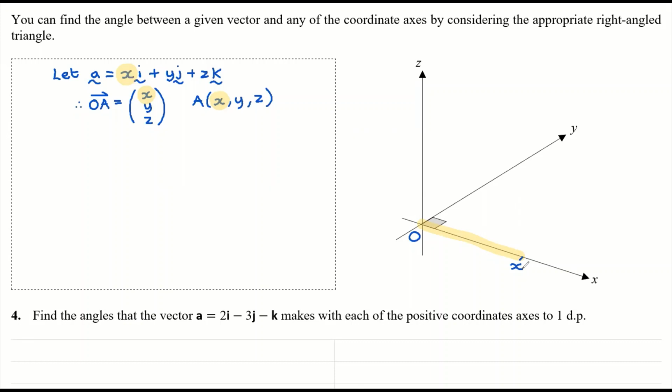Now I'm going to travel in the y direction. So if you notice, we've got positive y in the j direction, and here as well. So I need to travel in the y direction now, which is perpendicular to the x direction. So it's going to be something like this. So about there.